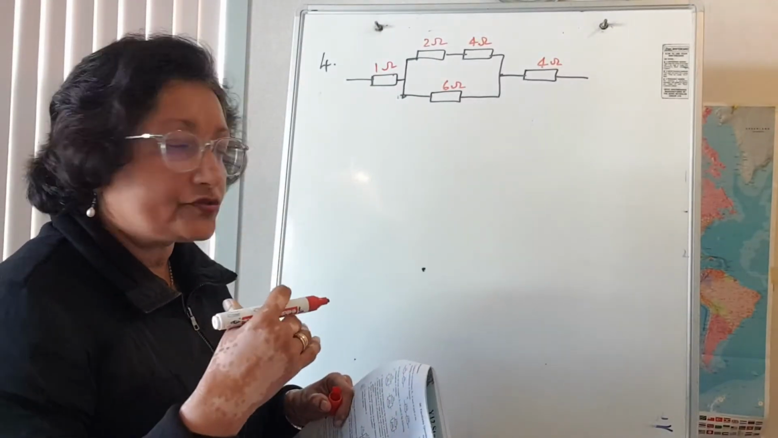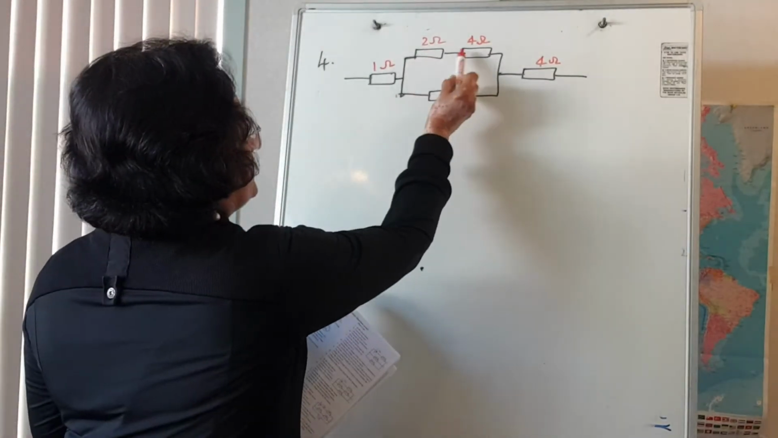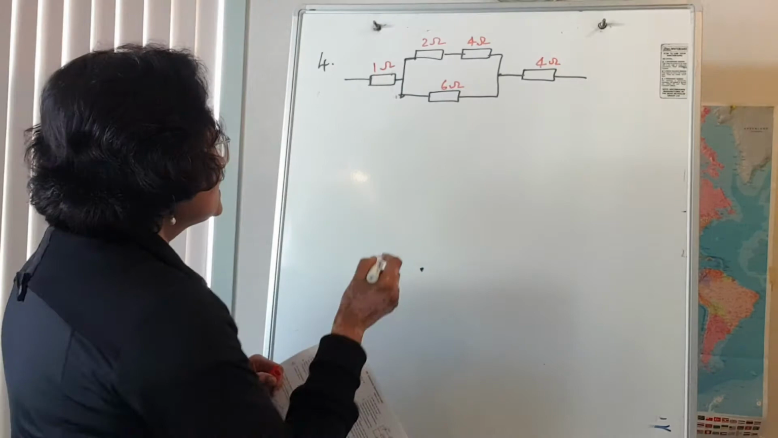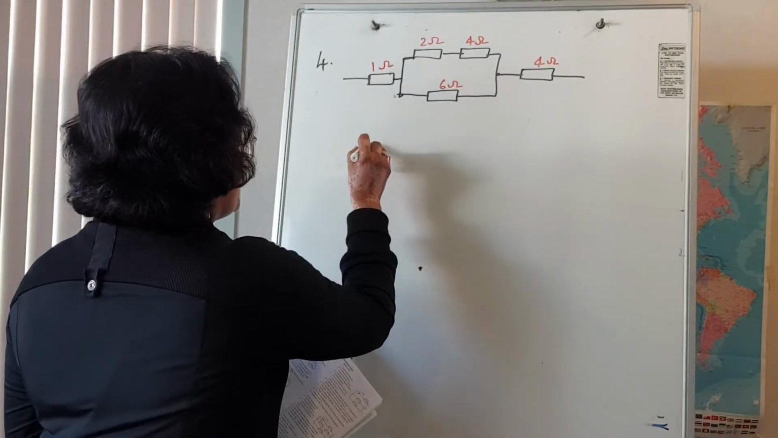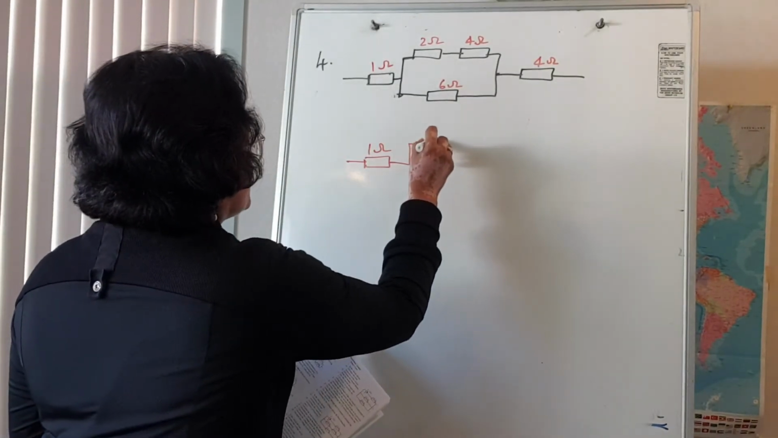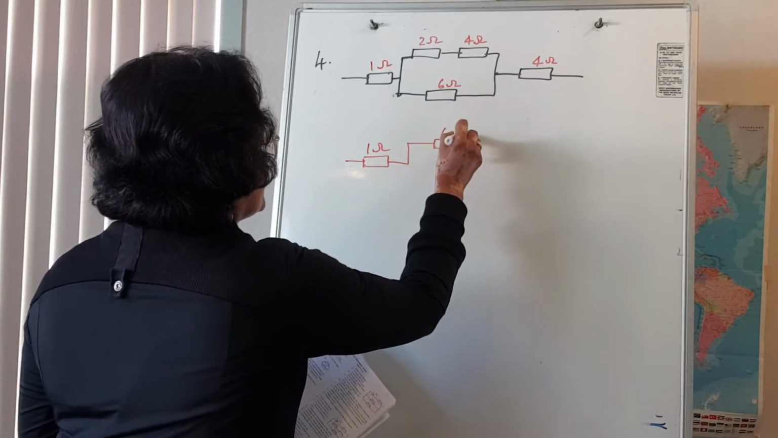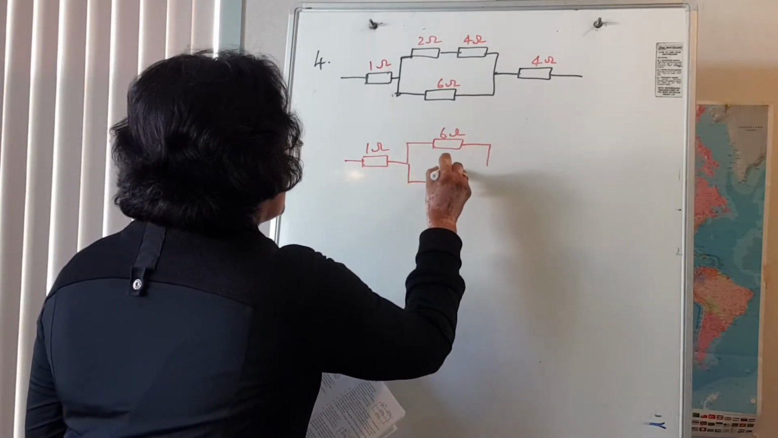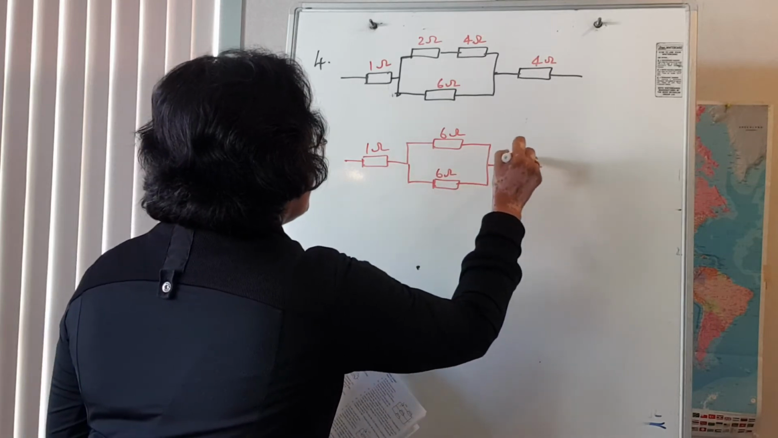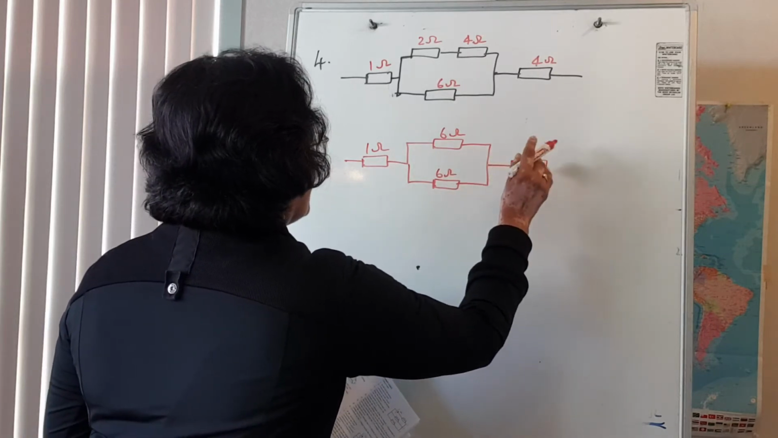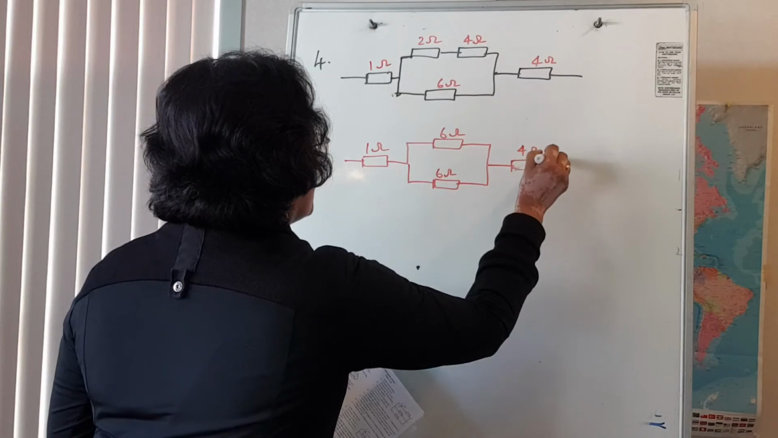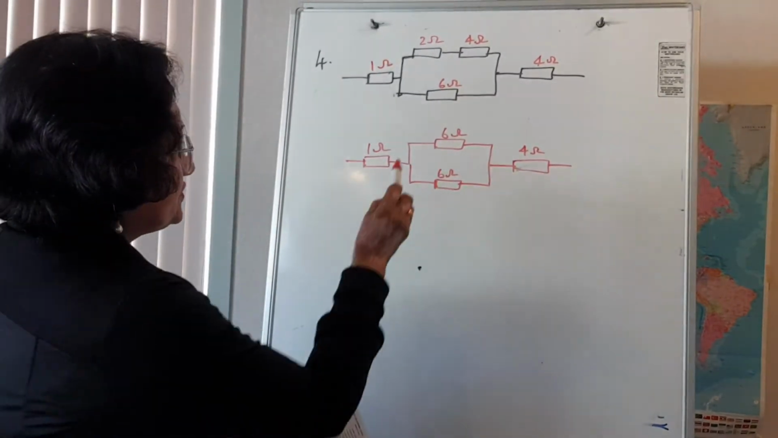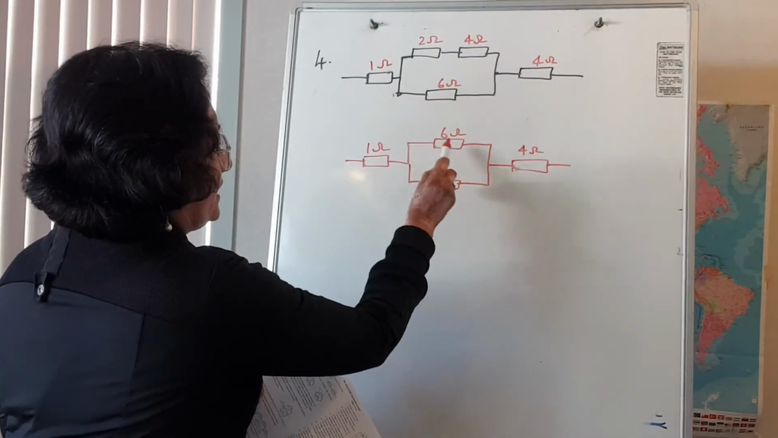I'm just going to talk you through it. You can actually replace these two in series with a single resistor, which is 6 ohms. So you've got your 1 ohm, and in place of those two, that can be replaced by a 6 ohm resistor, and that's 6 ohm as well. And this is 4 ohms. So this is the same as that. That's your first step. You add those two, you get one value.